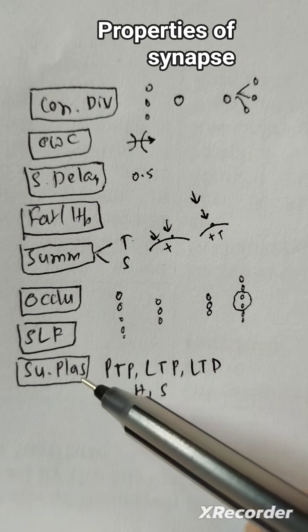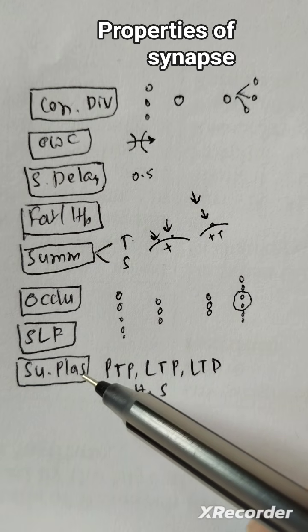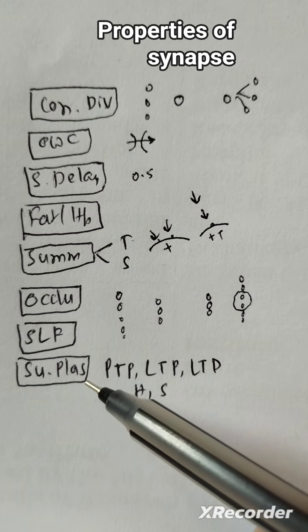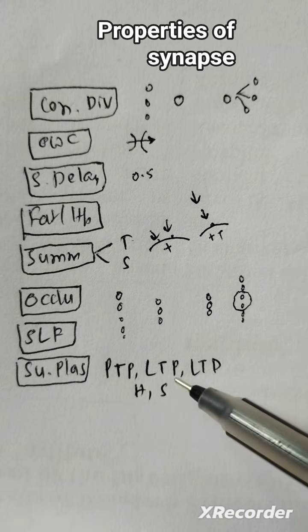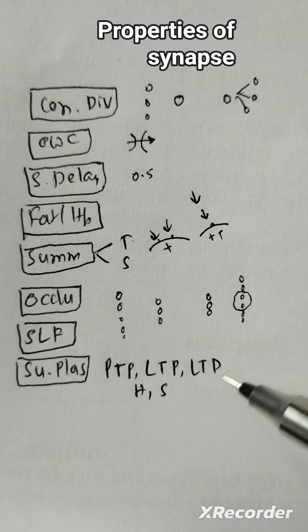Whereas synaptic plasticity is the alteration in the strength or weakness of the synaptic activity, which occurs because of post-tetanic potentiation, long-term potentiation, long-term depression, habituation, and sensitization.